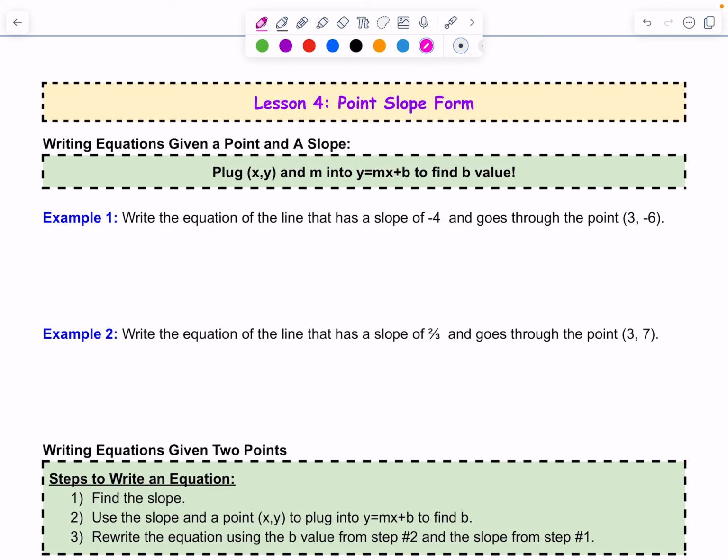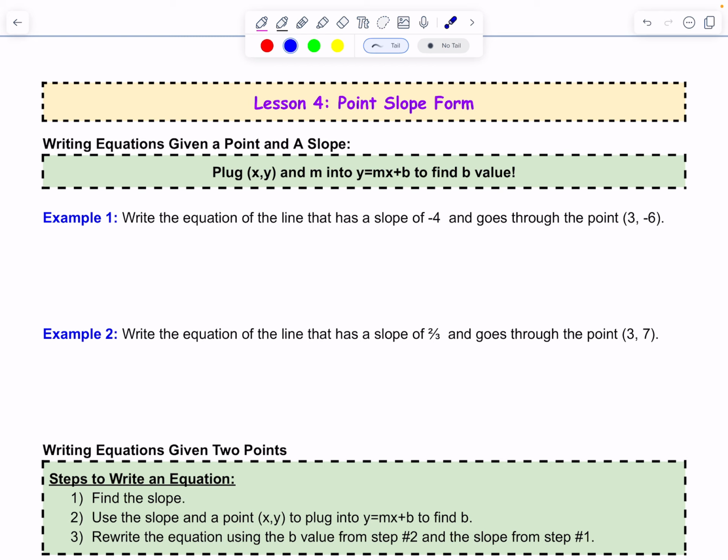In this video, let's take a look at point-slope form. So first we're going to take a look at writing equations given a point and a slope. We're going to plug in the x and the y from the point we're given and the slope into y equals mx plus b, slope-intercept form, to find our b value. So let's look at two examples of this.